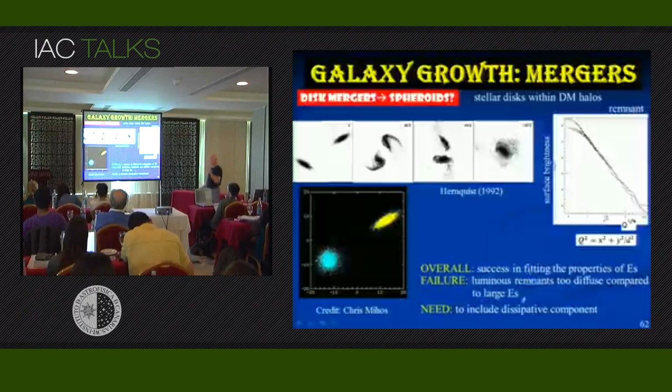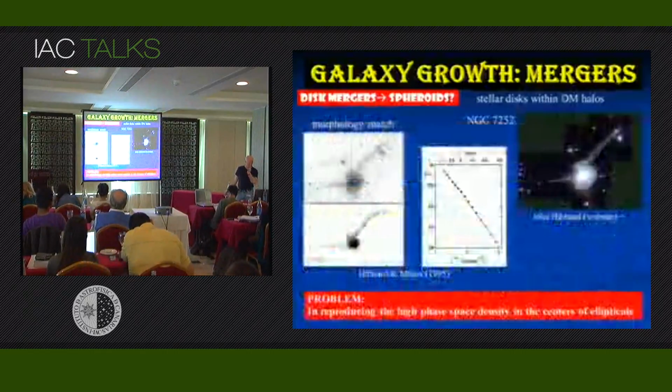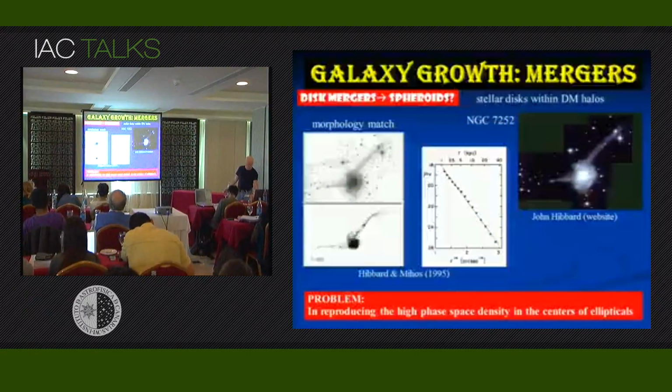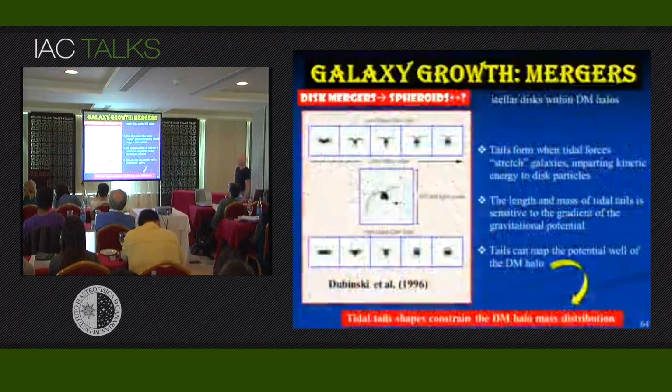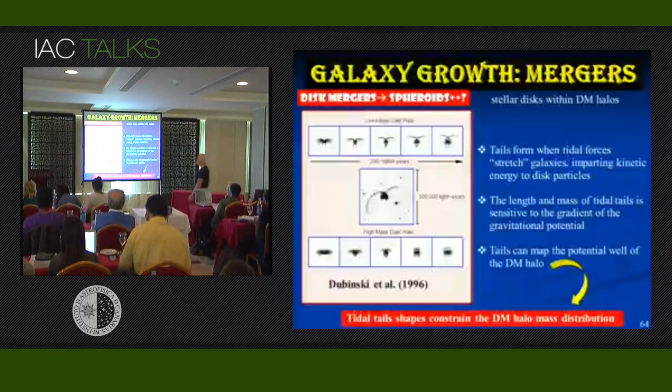So the main point here is that there is success. And so maybe some of the ellipticals form as a result of these mergers. But then there are clear failures, because in the phase space, these mergers cannot reproduce the elliptical galaxies, which are much more centrally concentrated. And there is a clear need to include the dissipative component.